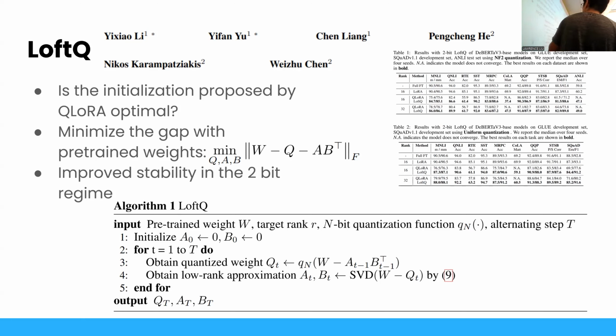This improves the stability in the 2-bit regime. Previously, QLoRA had some convergence issues in 2-bit. And this version converges a lot more nicely and has performance that's a lot closer to full LoRA and full fine-tuning.